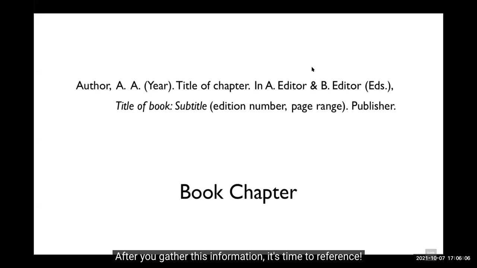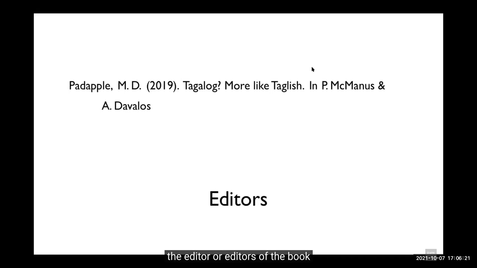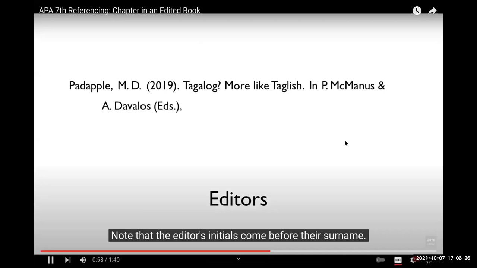Start with the author's surnames and the initials of their given names. Then list the year the book was published in parentheses. Next, list the title of the chapter. Then write the word in and list the editor or editors of the book, followed by ED or EDS in parentheses. Note that the editor's initials come before their surname.